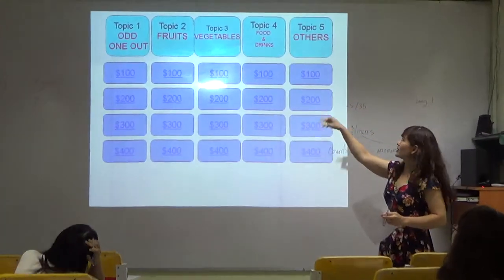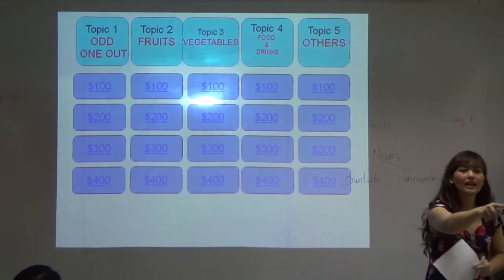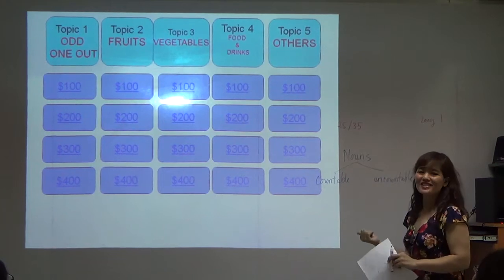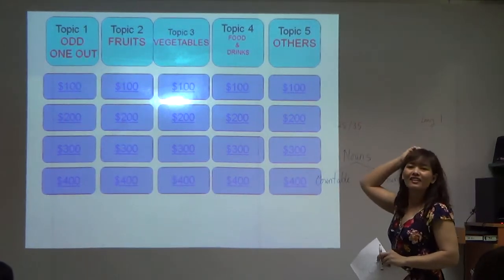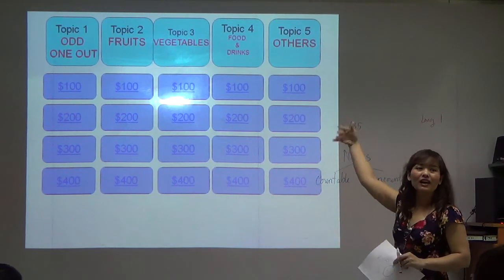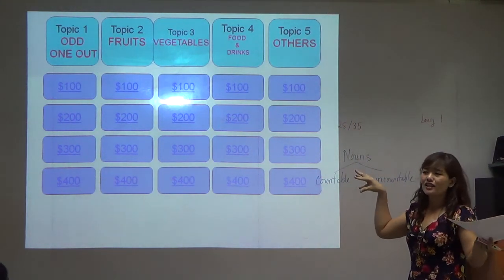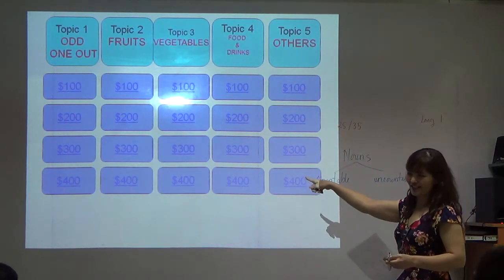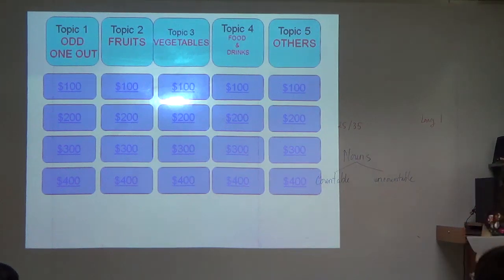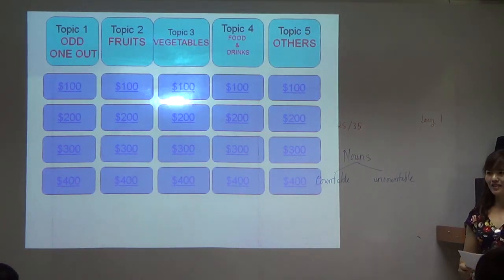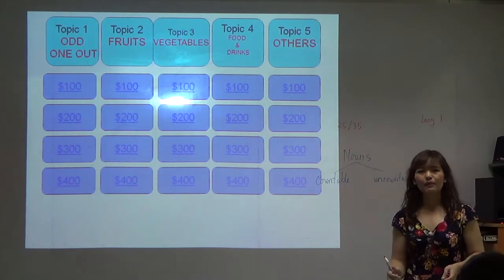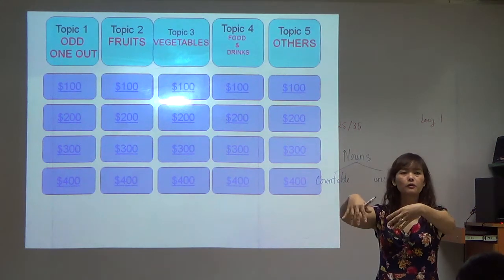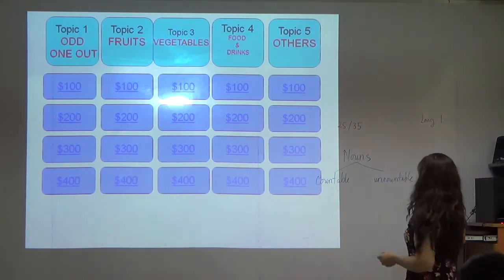Topic two. Fruits. Topic three. The vegetables. Say again. Vegetables. Okay, everyone, vegetables. Topic four. Food and drinks. Good. And topic five. Yes. Okay. Some vocabulary doesn't belong to the topics, so others. So I will split the class into two groups. So let's play like 1, 2, 3, 4 students on the front rows. Four students, right.